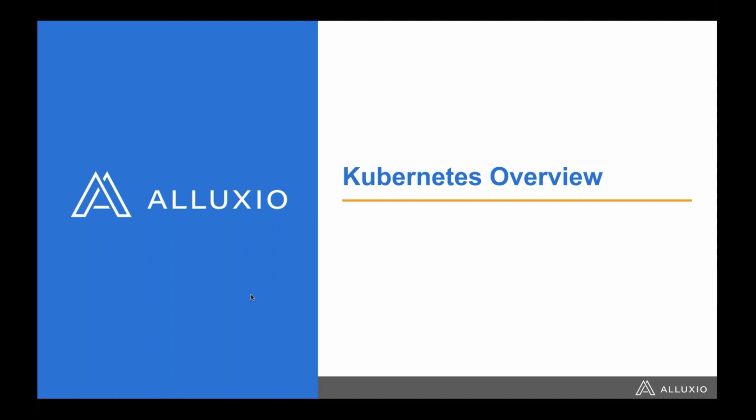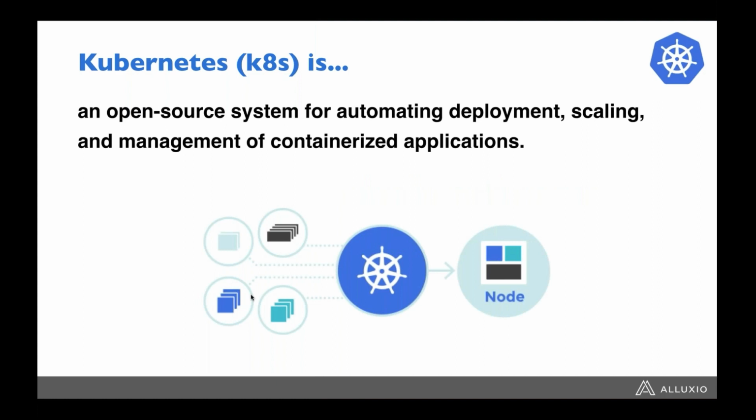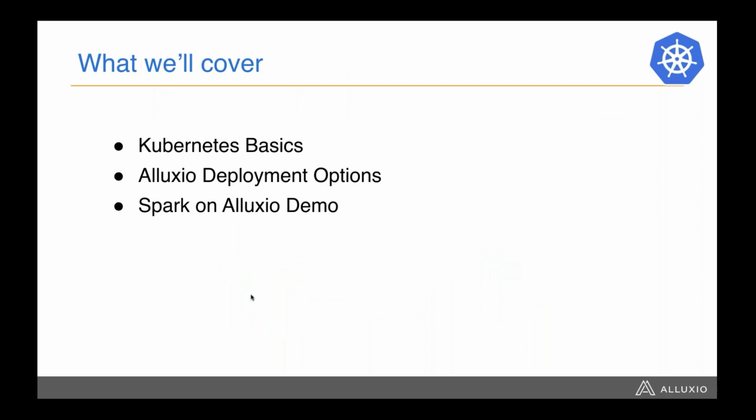So in the rest of the talk, we'll start with an overview of Kubernetes, then move towards the architecture of Alluxio deployed on Kubernetes with Spark. But before we do that, let's start by defining what Kubernetes is. In simplest terms, Kubernetes is a system for deploying and managing containerized applications. What we'll cover is some fundamental concepts of Kubernetes, different options for deploying Alluxio on Kubernetes, and then we'll move on to Alluxio as a data access and orchestration layer for compute frameworks like Spark, and follow it up with a demo.